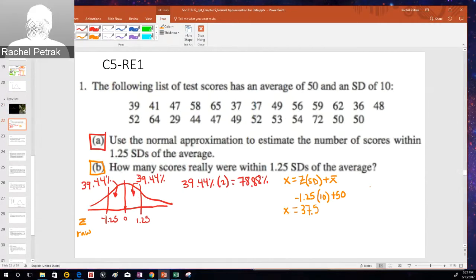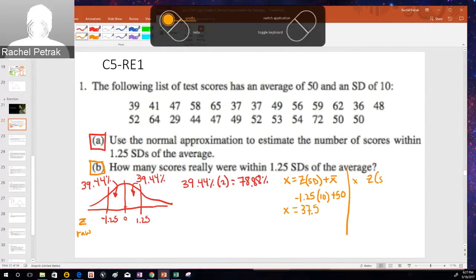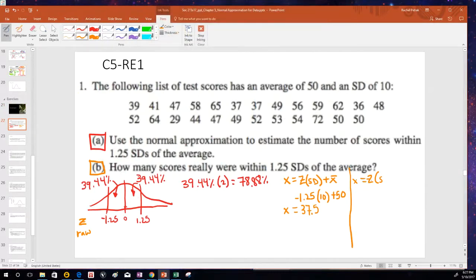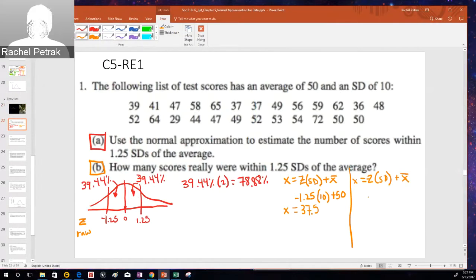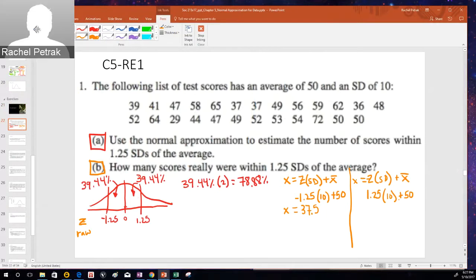And then for the next part, we'll use our upper limit z-score, 1.25, again times 10, plus 50, our mean. And we get an upper limit raw score of 62.5.